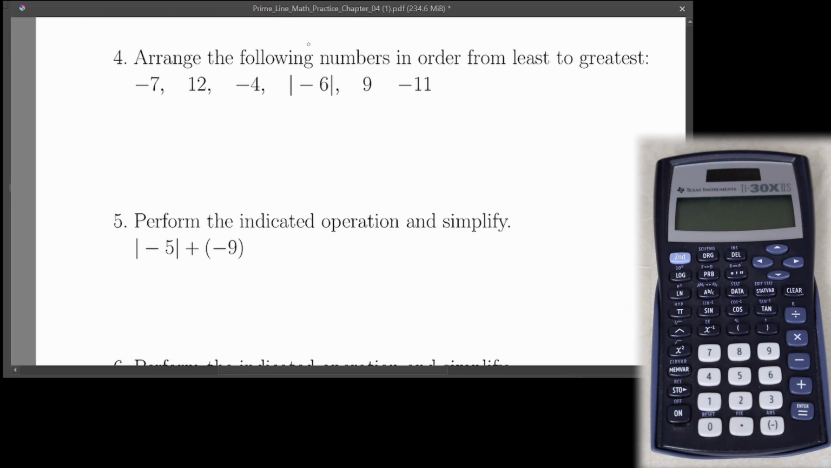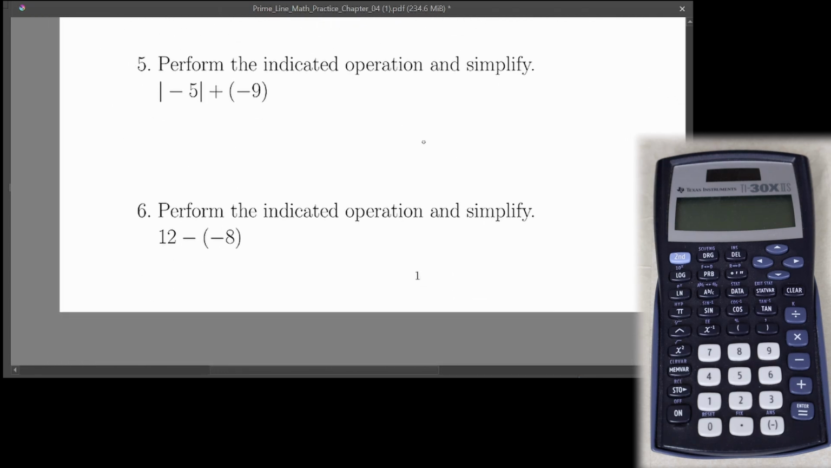For number 4, they want us to arrange the values from least to greatest, so most negative to most positive. So we can start with our most negative of negative 11, then we have a negative 7, then we have a negative 4, then this becomes a positive 6, so we have negative 6 absolute value, then our 9, and then our 12 for our order with that one.